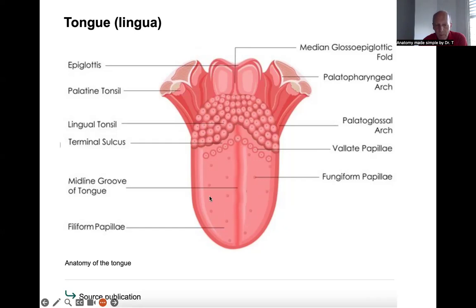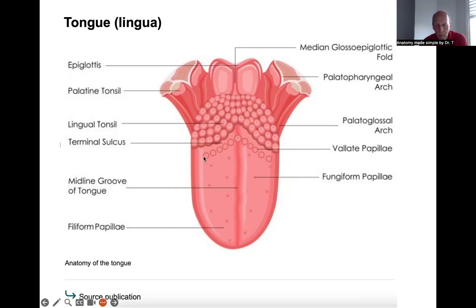In between filiform papillae, if you take a closer look, you're going to see somewhat larger, a little bit more prominent fungiform papillae. Fungiform because they look like mushrooms, hence the name. Fungiform papillae are quite outnumbered compared to filiform, but fungiform papillae do have the taste buds.